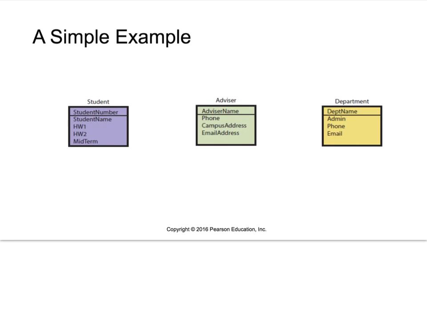That means you can identify a specific relevant record within each entity based on the unique identifier. For example, if I want to look up a specific student in the student entity, I will look up that student by their student number. Next, we'll look at how entities can be related to one another.